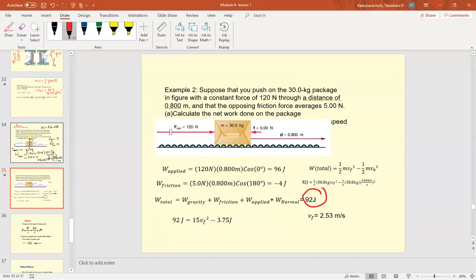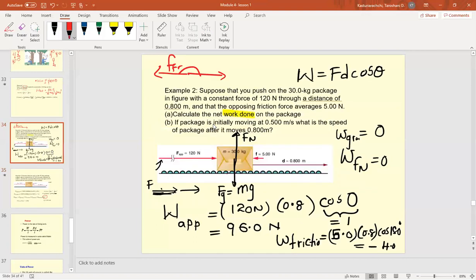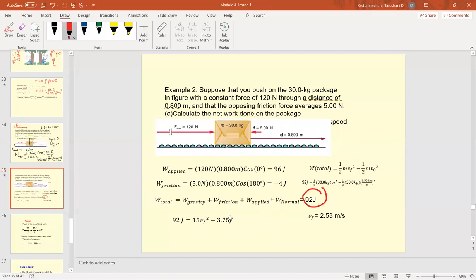Part B is asking us to find the final velocity, given the initial velocity. Whenever it's asking for velocity information, use the work energy theorem. Total work done is half mv squared minus half m v initial squared. From the first part we have the 92. I plug in the numbers, solve for VF, and I get this.